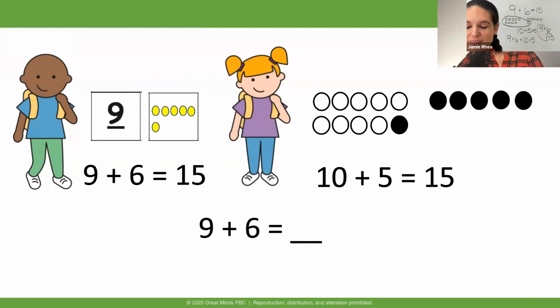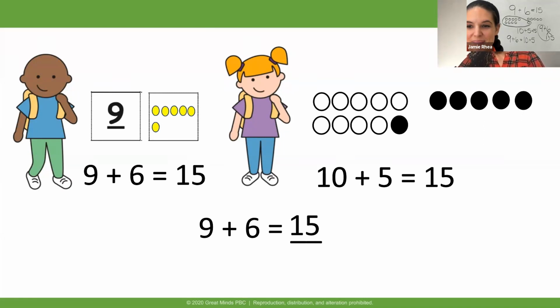I heard you say that Maria decided to make 10. She knew that making 10 would make this problem simpler for her, so she decided to break apart 6 into 1 and 5. She knew that 9 would make 10 if she added 1 more. She then added 10 and 5 more, which equals 15. Great work, Maria. Again, thank you for letting us learn from you. So our number sentence is 9 plus 6 equals 15.